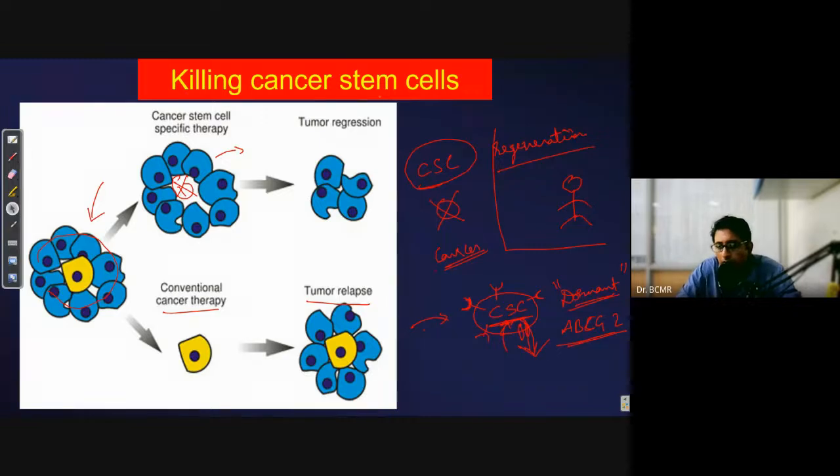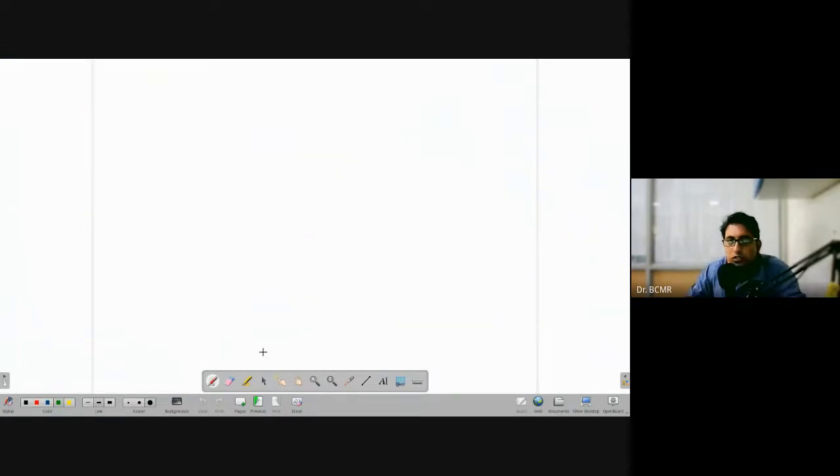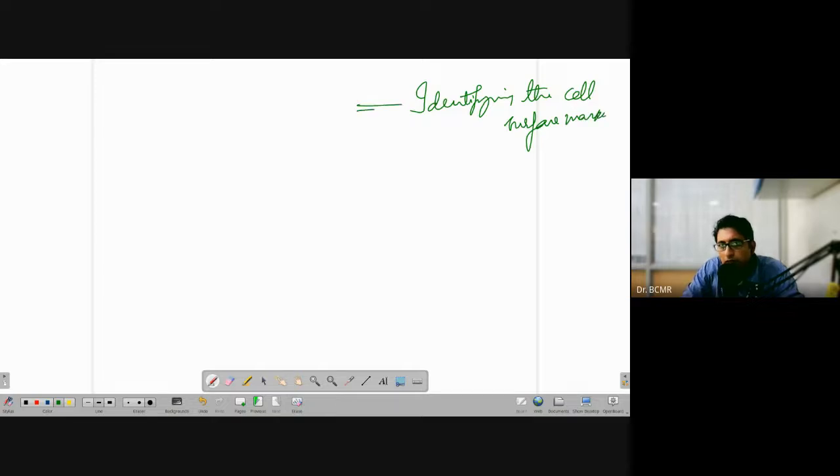We are a long way from this. We are not too close to achieving it, because there are issues with trying to identify them. The first one is identifying the cell surface markers. Right? That is the first one.